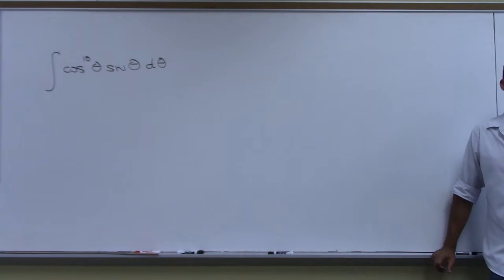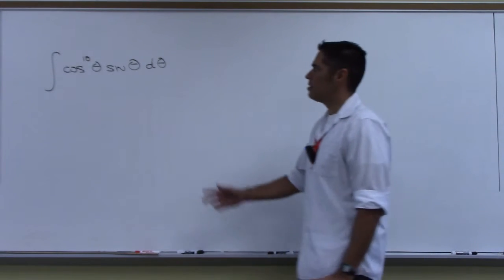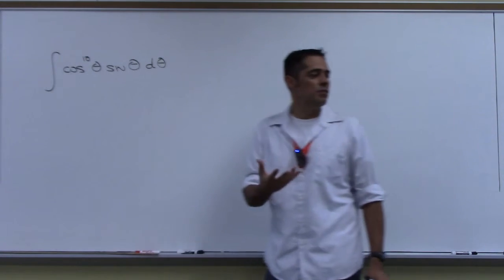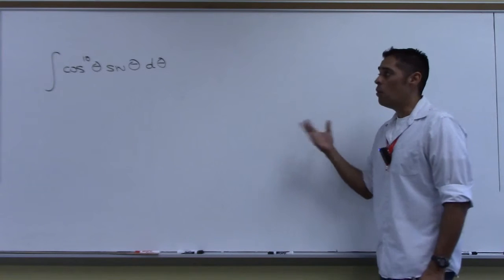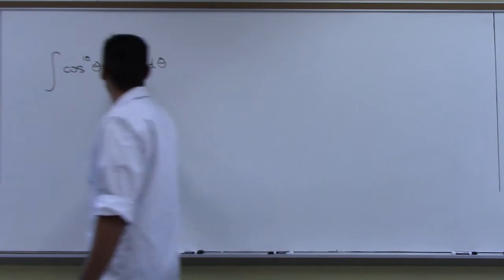So they tell you that u is cosine, right? But do you see why? Why you would choose that? What's the derivative of cosine? Sine. So look, this is a basic substitution. You see something in its derivative. Why not pick sine for u? Why not pick sine?